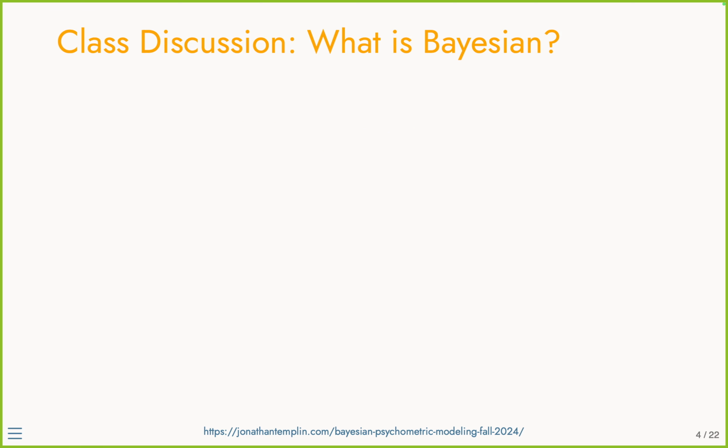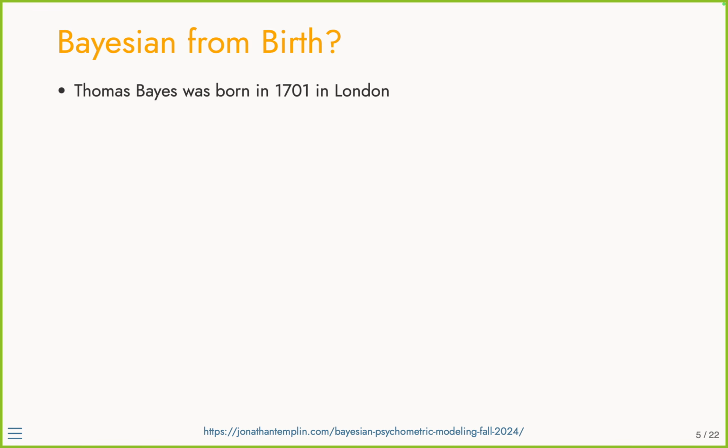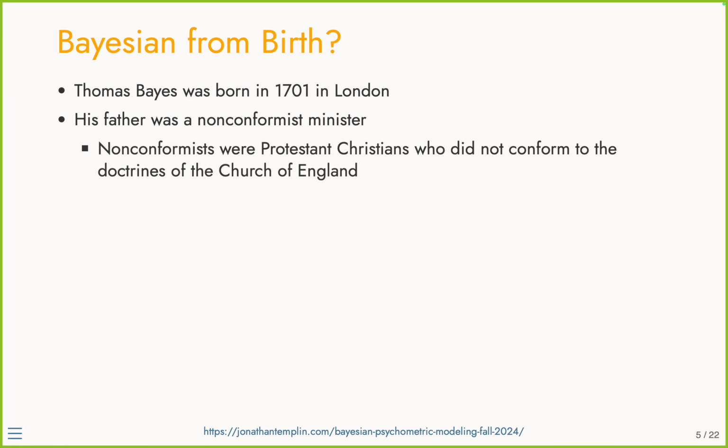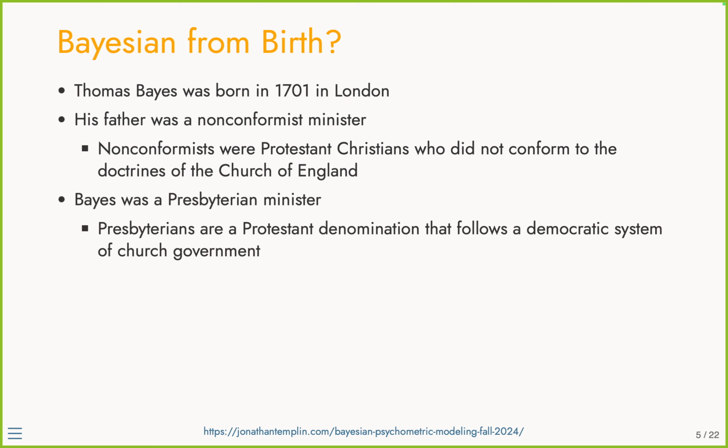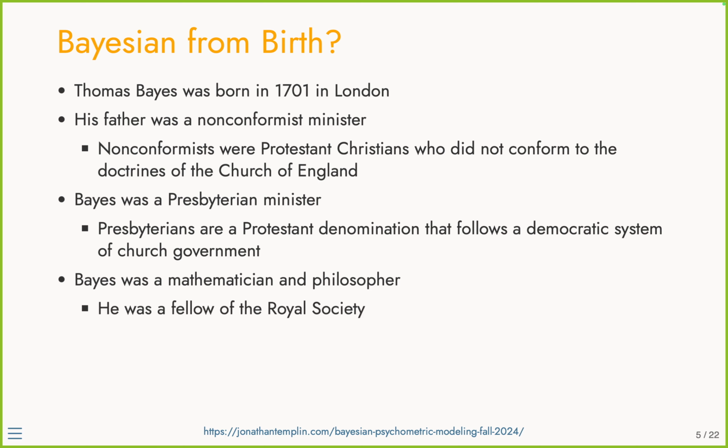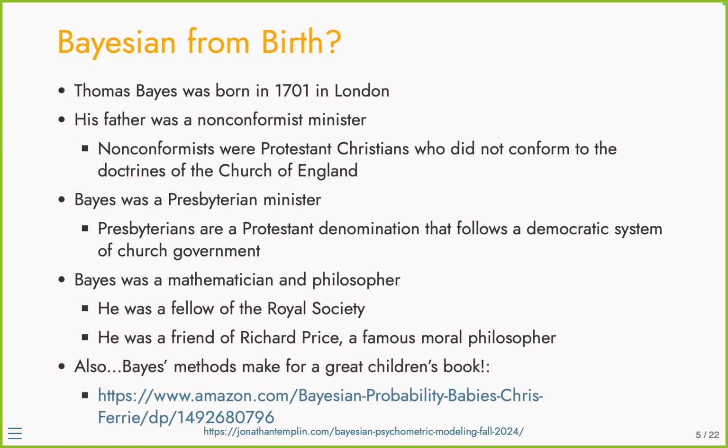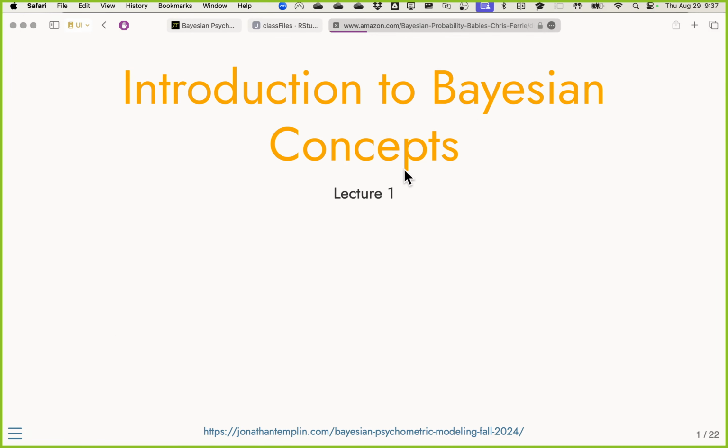But speaking of Thomas Bayes, I'm going to come back to the slides first. Bayes was born in 1701 in London. His father was a nonconformist minister, so Bayesian already. He's got nonconformist methods. He was a Presbyterian minister and a mathematician, philosopher. So he had a few things he was doing all the time.